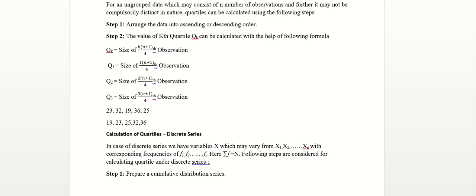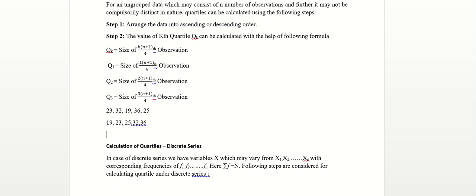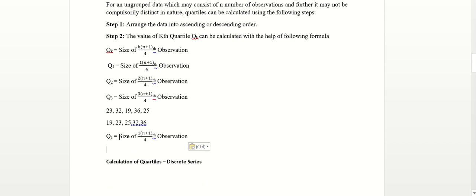Now I will calculate Q1, Q2 and Q3. To calculate Q1, this is the formula I will apply here.